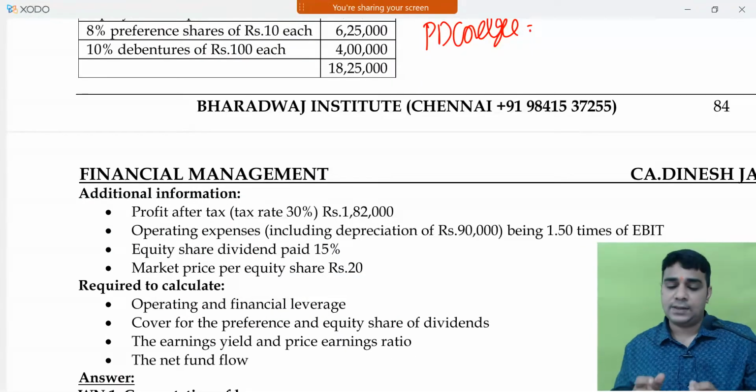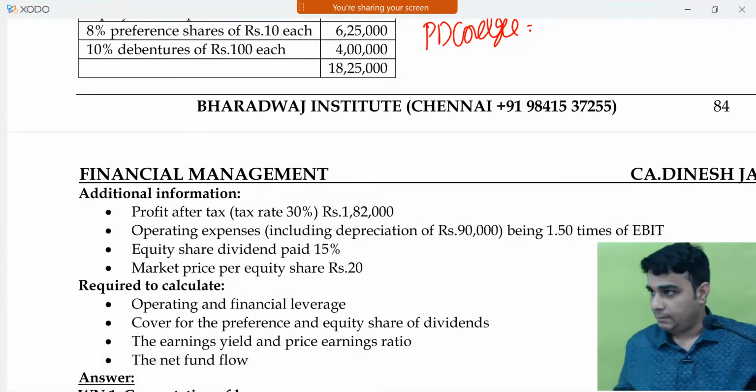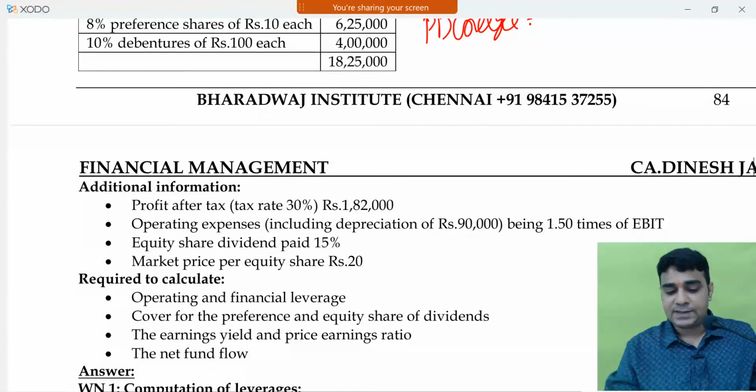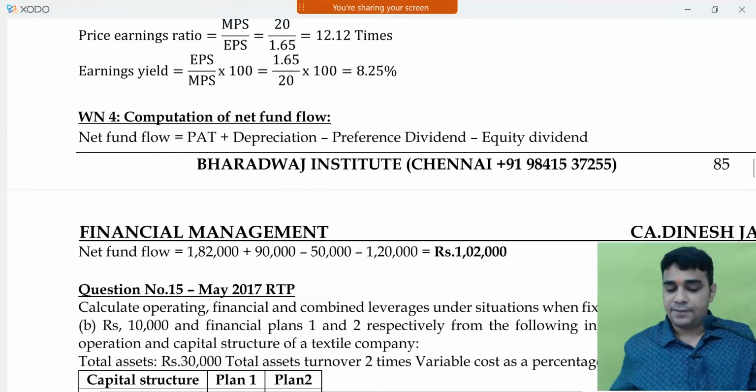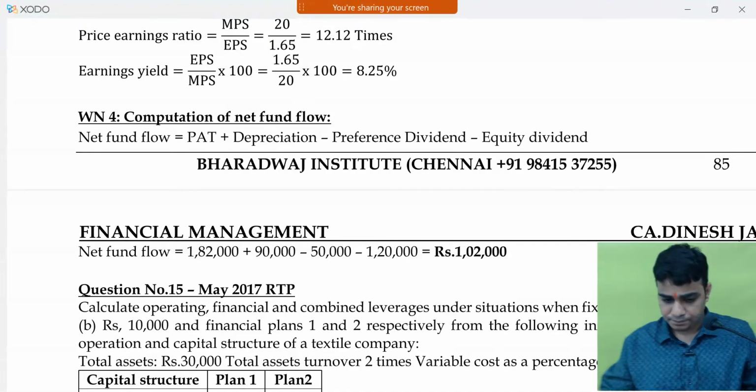Net fund flow is nothing but PAT, add back depreciation, which is a non-cash item, and subtract the two dividends which you are paying, because in the profit after tax the dividends would not have been subtracted. PAT plus depreciation and subtract the two dividends, preference dividend and equity dividend.